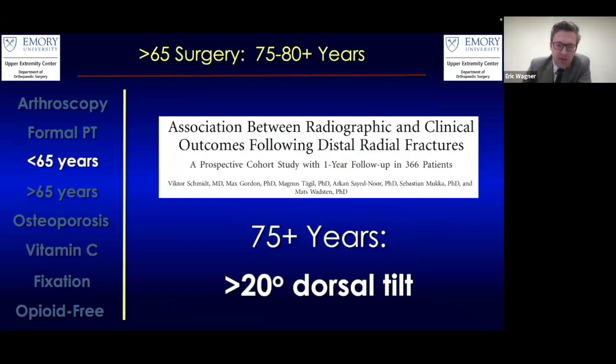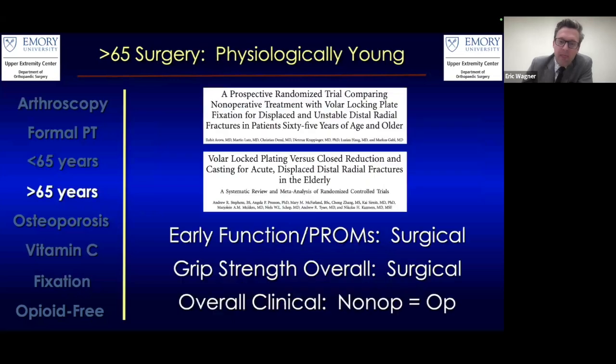I think we're still trying to learn this. This was a really nice study that I think was one of the first ones to talk about what is a true cutoff in somebody that's, quote unquote, elderly. And this is obviously from an age standpoint, not a physiologic standpoint. But in this study, the same study that I said 5 degrees dorsal tilt in younger patients, in an older cohort, over 75 years old, it was over 20 degrees of dorsal tilt that was correlated with poor clinical outcomes and decreasing patient satisfaction.